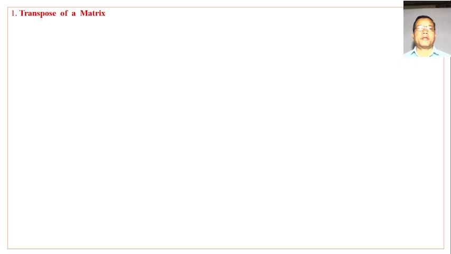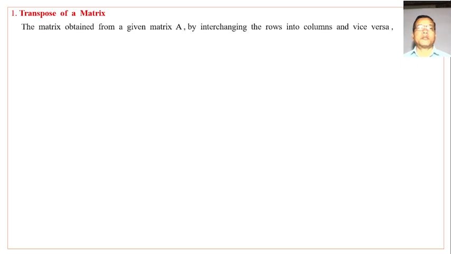Transpose of a matrix. The matrix obtained from a given matrix A by interchanging the rows into columns and vice versa is called the transpose of A and denoted by A dash or A to the power T. It must be read as A transpose.